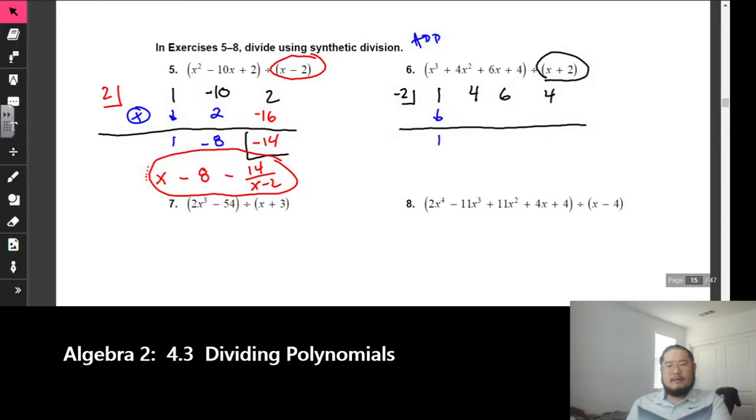First off, we bring down the 1. Automatically it comes down. We take this 1, multiply it by -2, and that gets us -2 in here. Don't forget, in synthetic division we are adding. So 4 plus -2 is 2. Then I'll take this 2, multiply it by -2, and put that answer right here, -4. And now we have 6 plus -4, which happens to be 2 again.